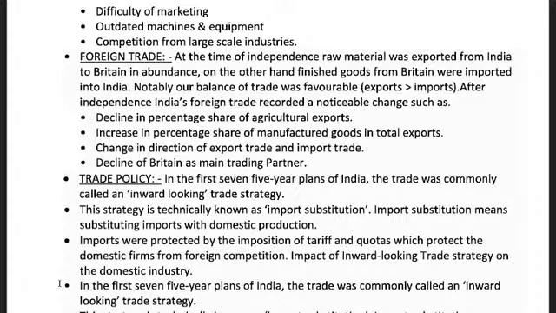Impact of inward looking trade strategy on the domestic industry.